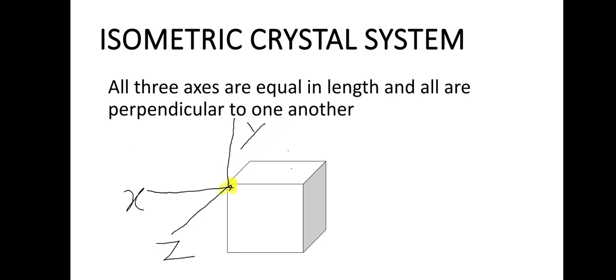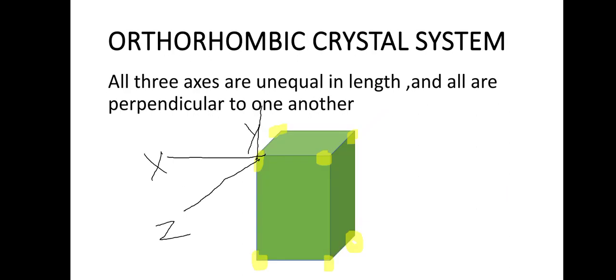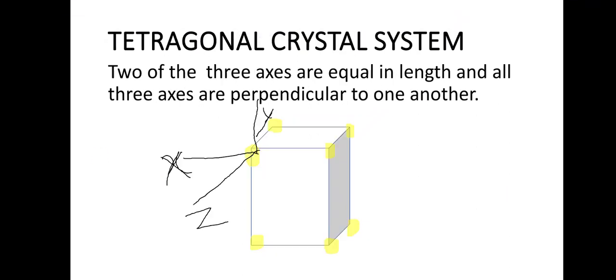Next, the second one is tetragonal crystal system. In this crystal system, two of the three axes are equal in length and all three axes are perpendicular to one another, that is a equals b and b not equals c, and alpha equals beta equals gamma equals 90 degrees.